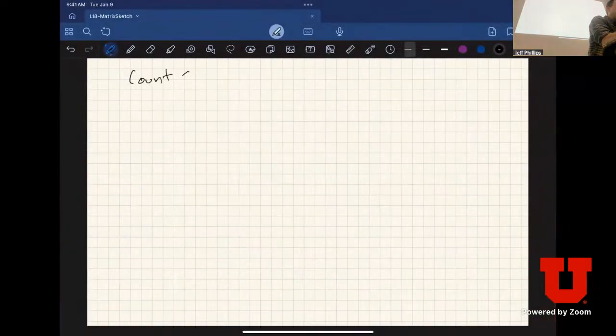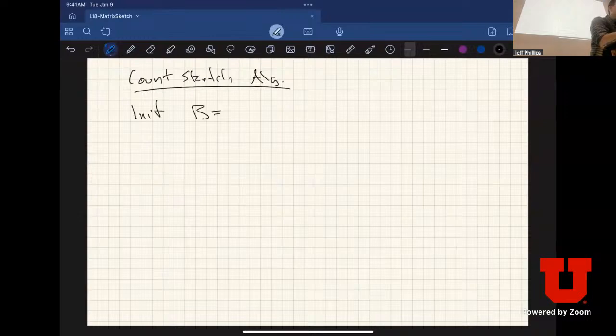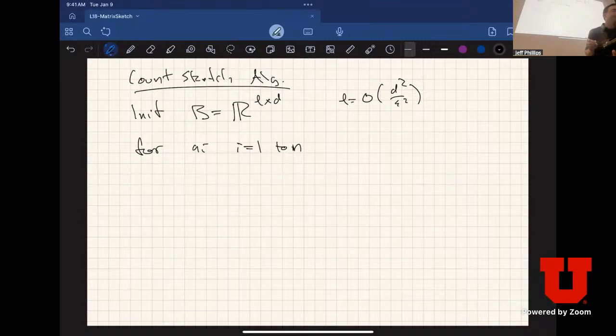Let's write out the count sketch algorithm. Okay, and so I'm going to initialize B, which is in R^(L times D), where L is going to be something like O of D squared over epsilon squared. Then, for A_i, for i equals 1 to N.